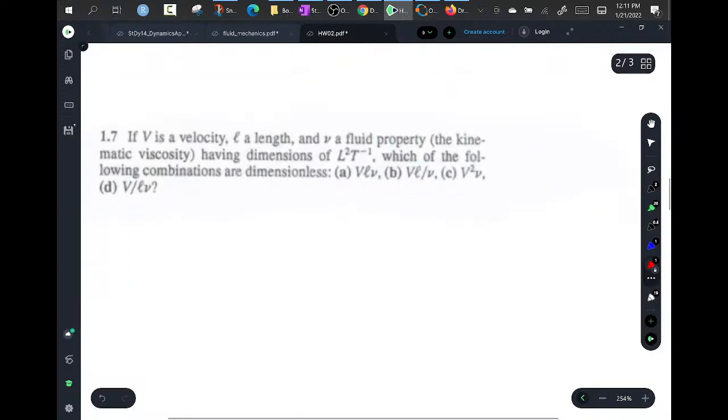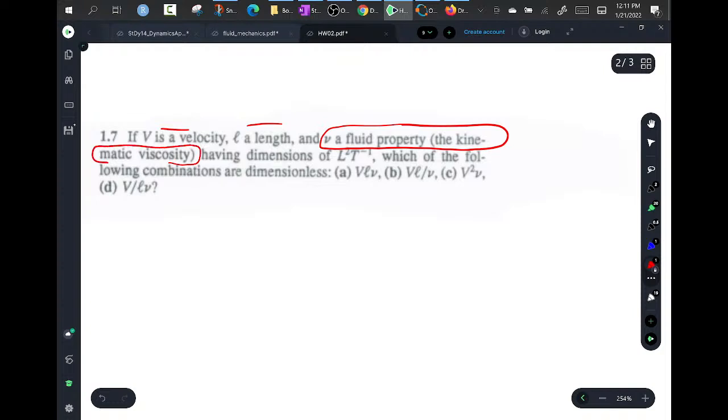So, let's go down here and look at this, okay? If this is velocity, this is the length, and this is the kinematic viscosity. Now, I'm going to go back to the book in a second and show you something interesting. Having the dimensions of this, which of the following combinations are dimensionless?